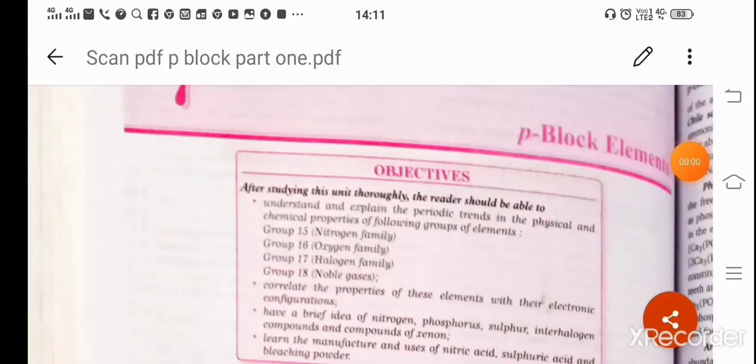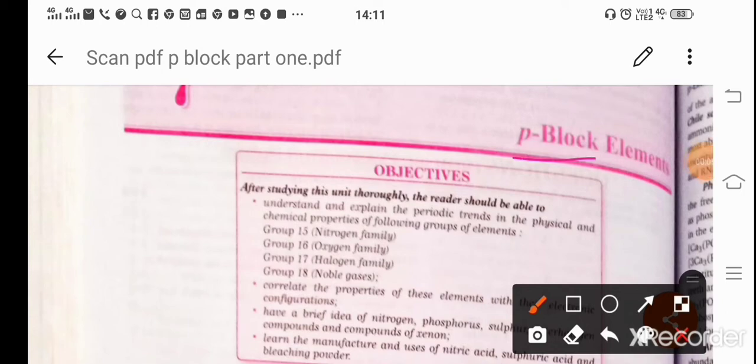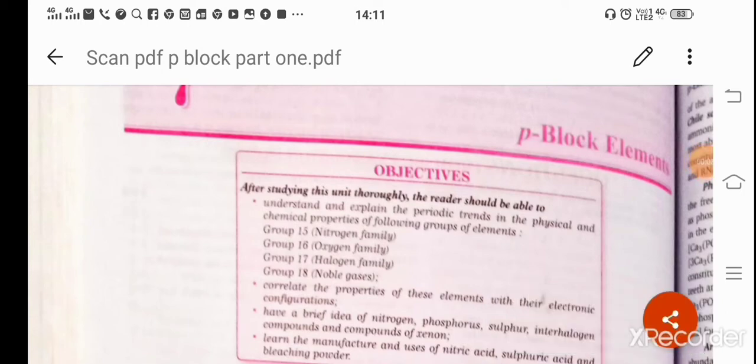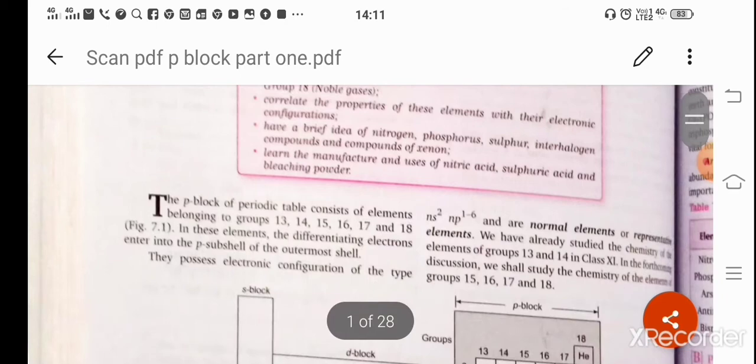Let's discuss p block elements. What are p block elements? P block elements are those in which the last electron enters the p subshell. Here we have group 13 to 18.